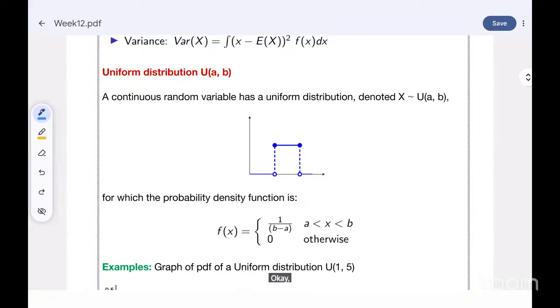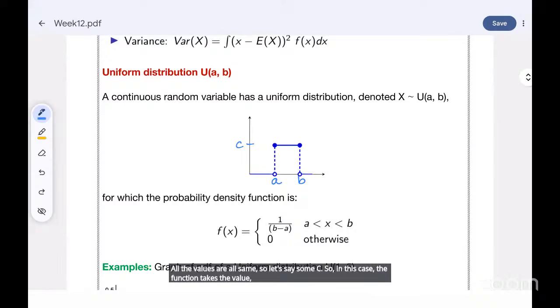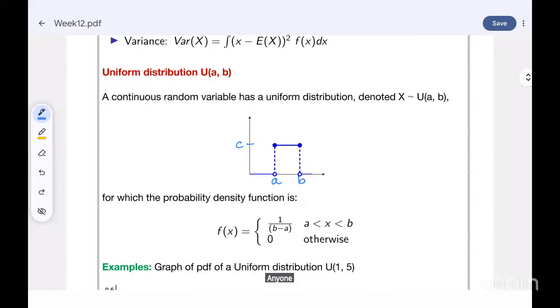For example, over the interval a comma b, the values are all the same, let's say some c. So in this case, the function takes the value c in between all the points a and b, and outside that it is always 0. Now how do they come up with this value 1 by b minus a? Anyone who has already watched the lecture, or from your own intuition, how do we come up with the value 1 by b minus a for a uniform distribution?